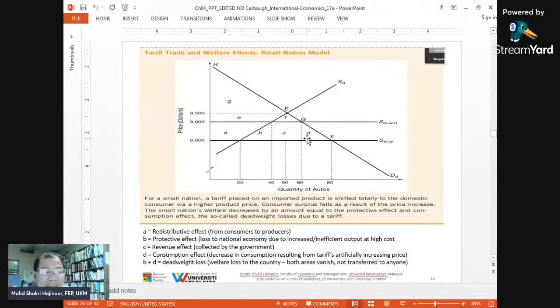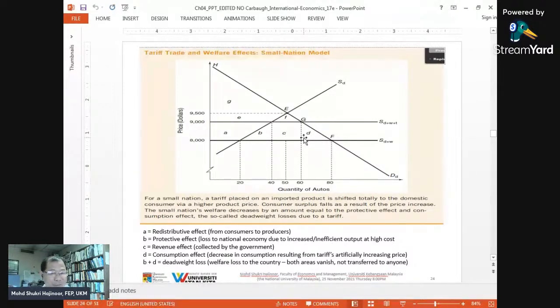D is the consumption effect, the reduced consumption in this country because of the higher price, because of the import duty. Reduced in consumption from 80 to 60. So this is the consumption effect.